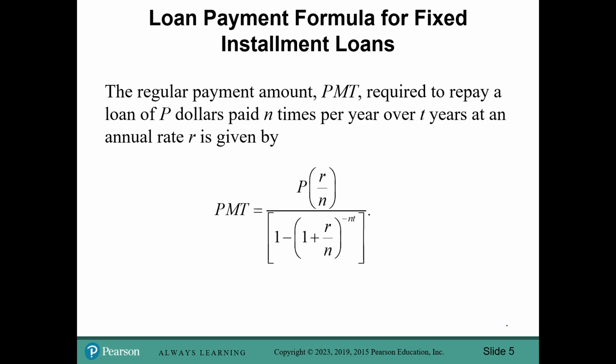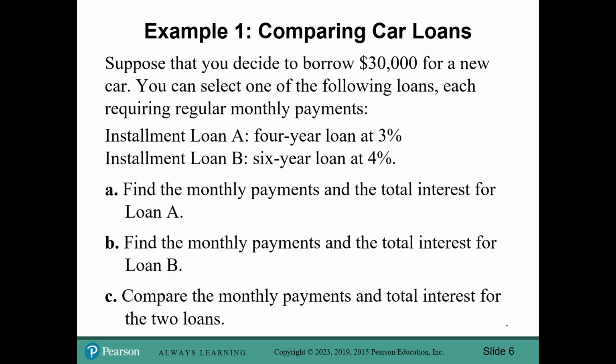So, we're going to look at the loan payment formula for a fixed installment loan. The regular payment amount, your PMT, required to repay a loan of P dollars paid N times per year over T years at an annual rate R, is given by PMT equals P times (R over N) divided by 1 minus (1 plus R over N) raised to the negative NT. Now, I believe we've seen this formula before. It should start to become familiar. So let's look at an example.